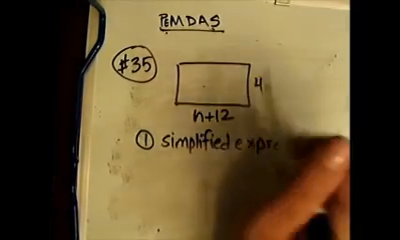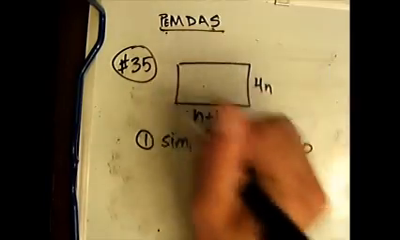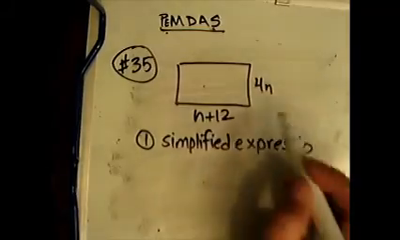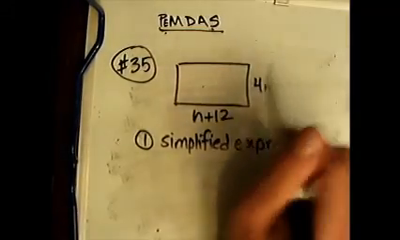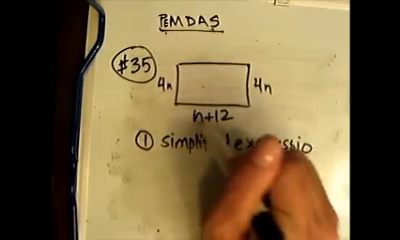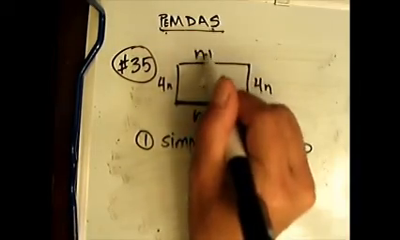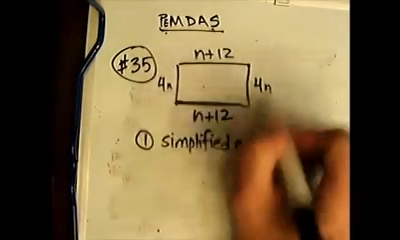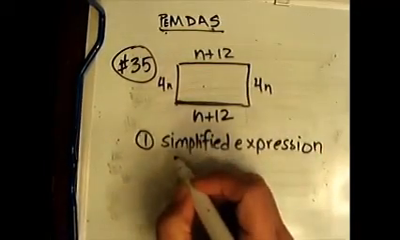When you are writing this, how do you add up all this information, the n plus 12 and 4n? How do you find the perimeter? Well, we know this side is 4n, so this side has to be 4n. This is n plus 12, so this has to be n plus 12. To find the perimeter, you add up all the sides. So let's do that.